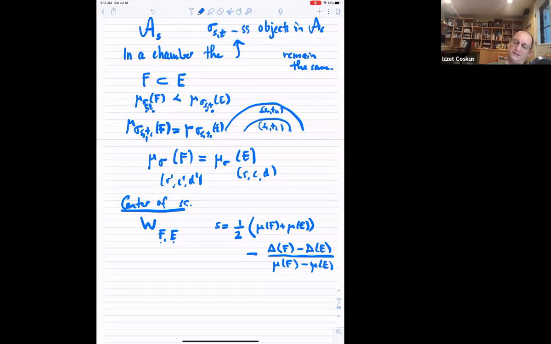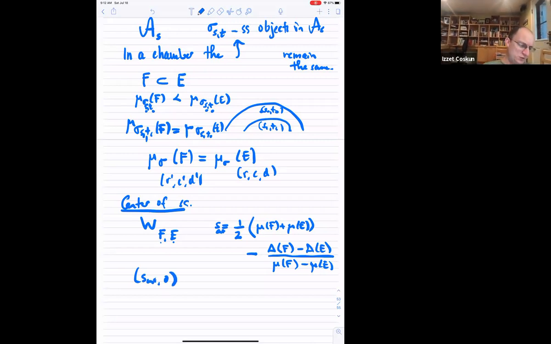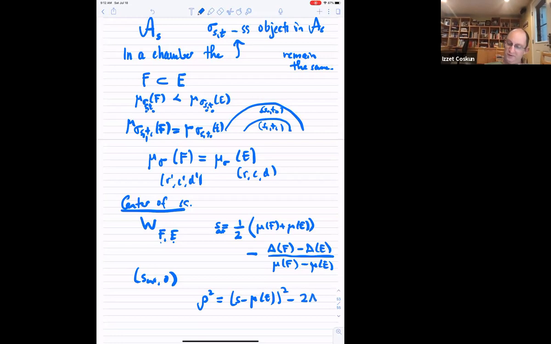So the center occurs at S comma 0, where this is the coordinate for S. So it occurs at S of the center comma 0. And you can work out the radius too. If I'm not mistaken, the radius squared is something like (S minus mu of E) squared minus 2 delta of E, or something like this. Anyway, it doesn't matter what these things are precisely, and hopefully I'm not miscopying these things from my notes, but you can work this out. It's not hard.